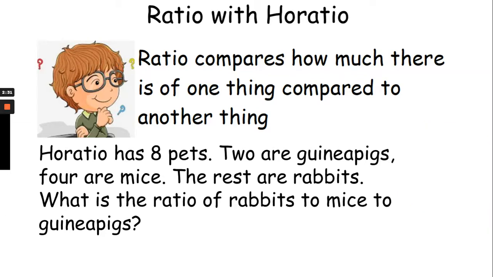Alright, let's see how you got on. I know he has 8 pets together, so I'm going to use this information to find out how many rabbits, because rabbits is first in my ratio. He has 8 pets altogether. If 2 are guinea pigs and 4 are mice, now I know how many rabbits, and then I list the rest of the ratio. 2 rabbits to 4 mice to 2 guinea pigs. Well done if you got that one.